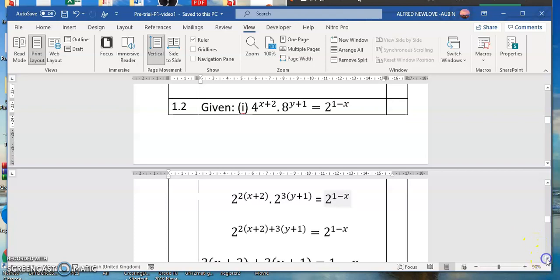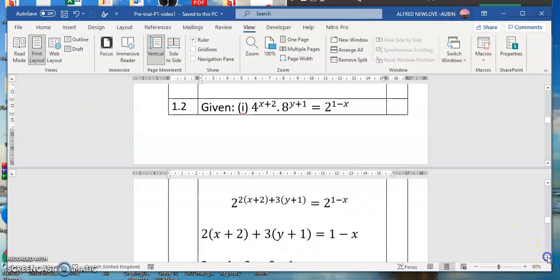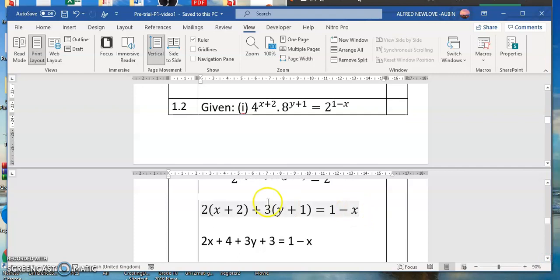Okay. Then the next thing we are going to do is, since the bases are equal, the bases are the same, they are 2, 2, right? It means the exponents are also equal. So you equate the two exponents. See that you have this, then that one. Then what are you going to do? Expand this and that. Then you expand that and that is going to give us this one.